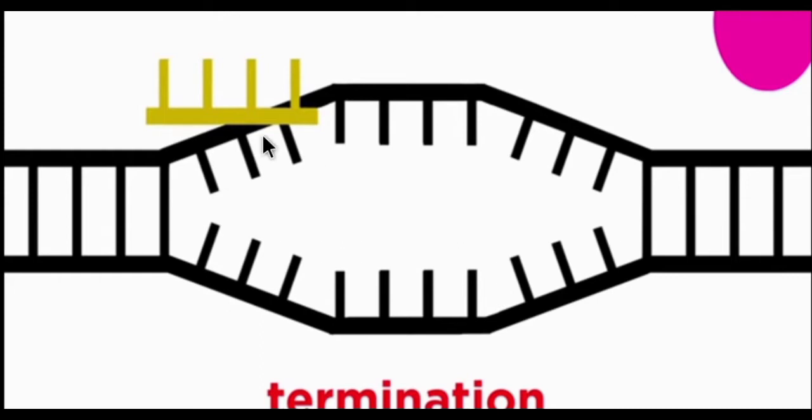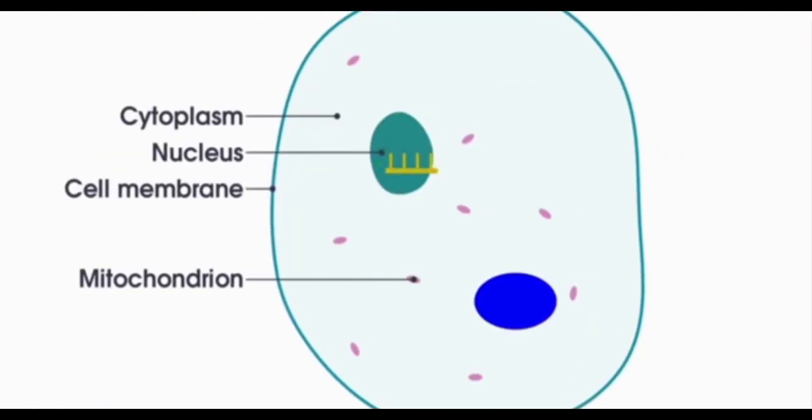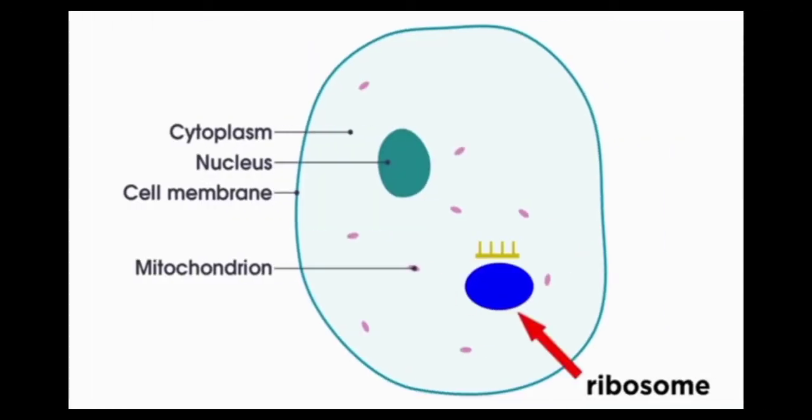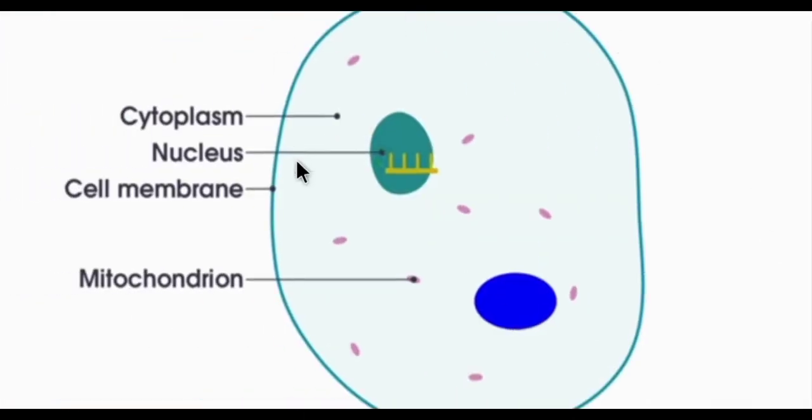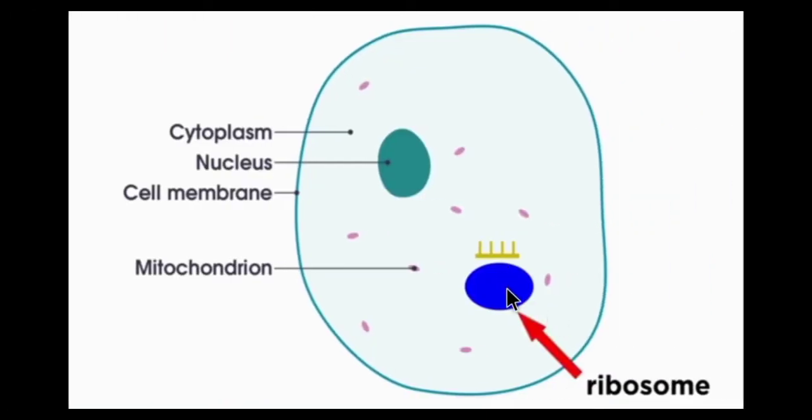And after a quick modification, this mRNA leaves the nucleus and moves to the cytoplasm and finds the ribosome. This is where the translation occurs. This is the nucleus, as you see. This mRNA will leave the nucleus and move here to the cytoplasm and find the ribosome, where the translation occurs.